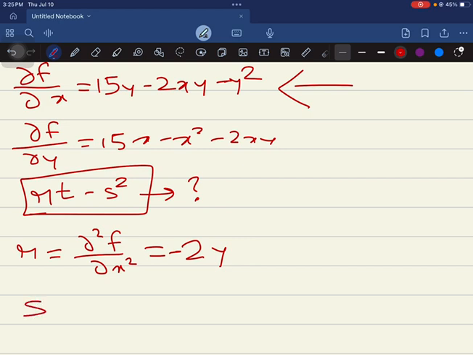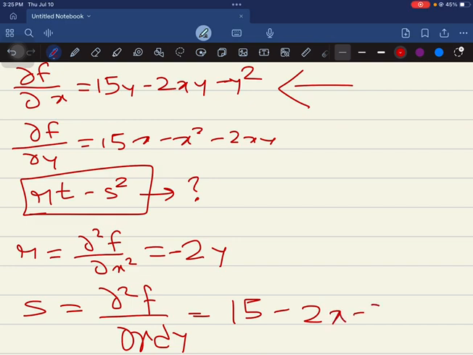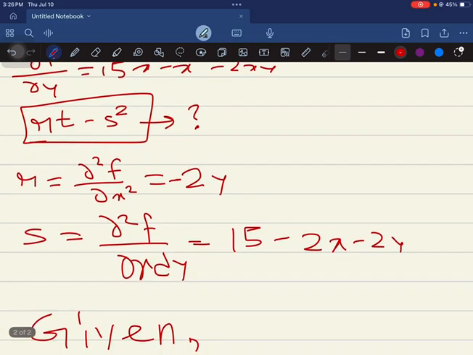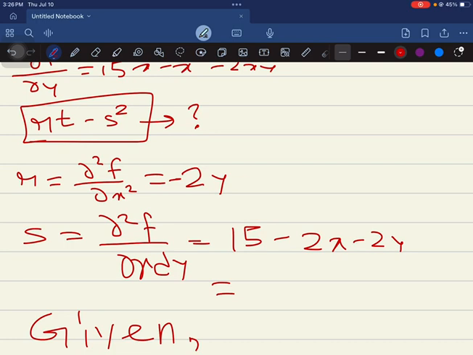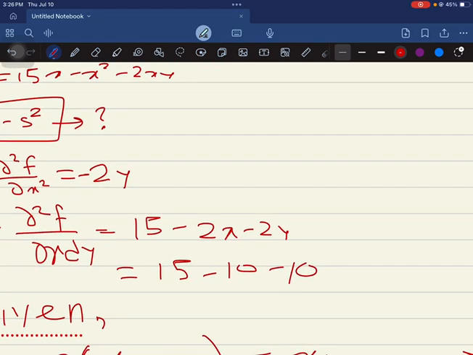Similarly, if we do s, dx dy is equal to, we will get 15 minus 2x minus 2y. Now if you put the value of x is equal to 5, we will get 15 minus 10 minus 10 is equal to minus 5. Here also we will get minus 10. So minus 10 is less than 0, and minus 5 is also less than 0.